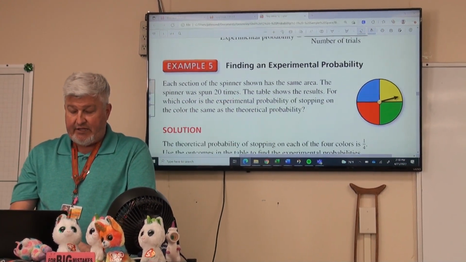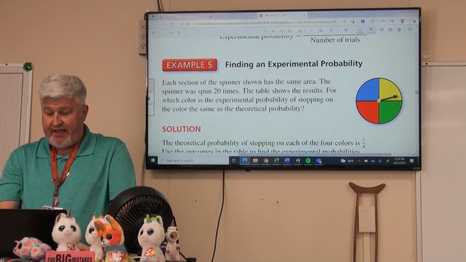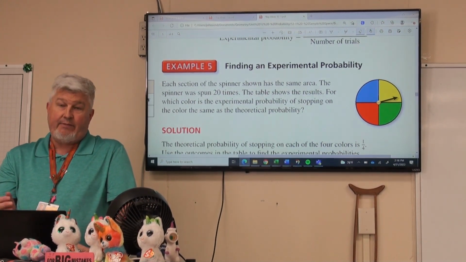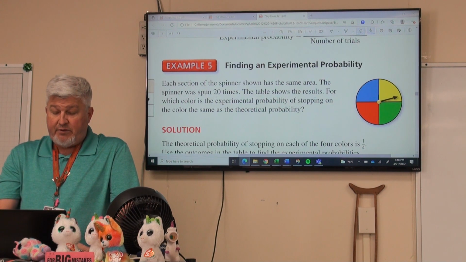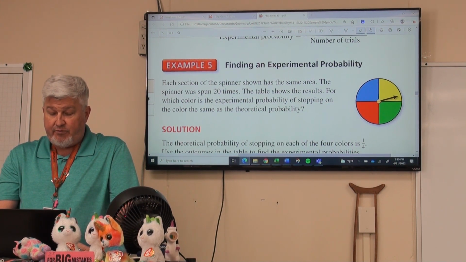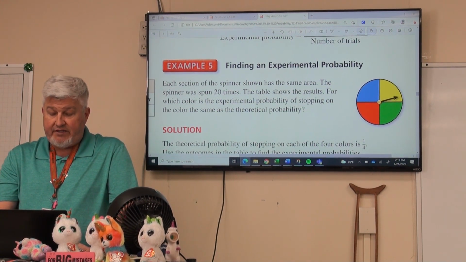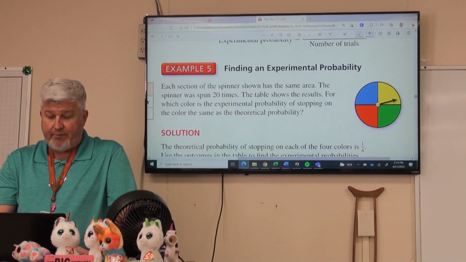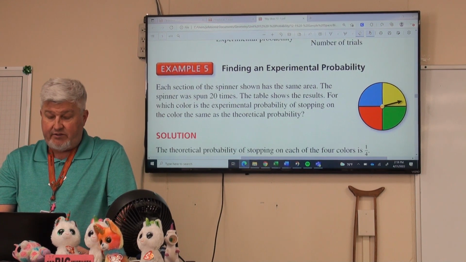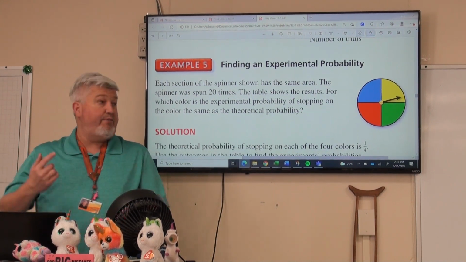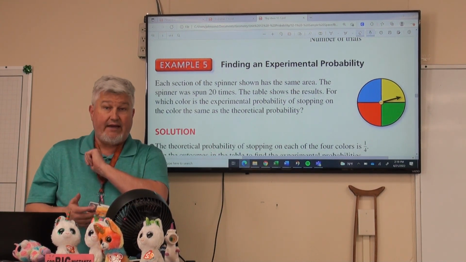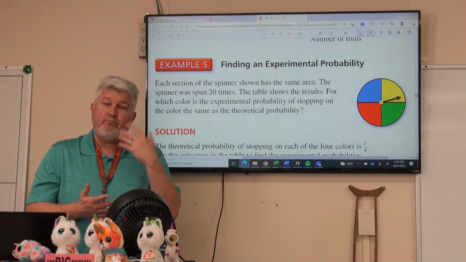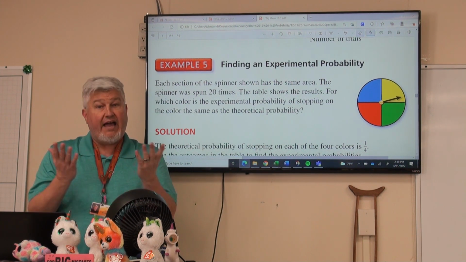So here's an example. Each section of the spinner shown has the same area. This looks kind of like that game Simon. The spinner was spun 20 times. The table shows the results. For which color is the experimental probability of stopping on the color the same as the theoretical probability? So Holly, I'm going to ask you this question. What would we predict if you were spinning the spinner 20 times? How many times should you get blue? 5. 5, right?